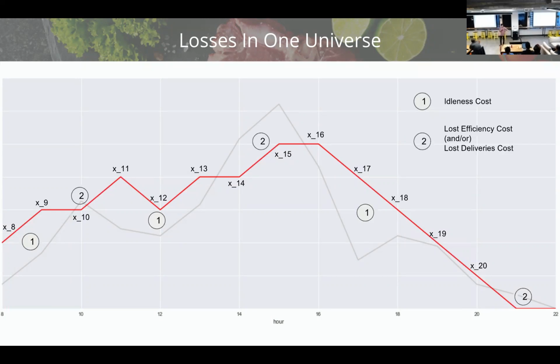Let's say all those variables, x8, x9, x10, are variables that determine how many shoppers we need in that hour. And this set of variables is fixed across all the universes. And there are two regions there. The regions marked by 1 are places where we would have staffed more shoppers than what's required in that universe if we go by the red line. That means we would have an idleness cost. In regions marked by 2, we do not have enough shoppers and that would mean we either lose out on efficiency or we will lose on deliveries.